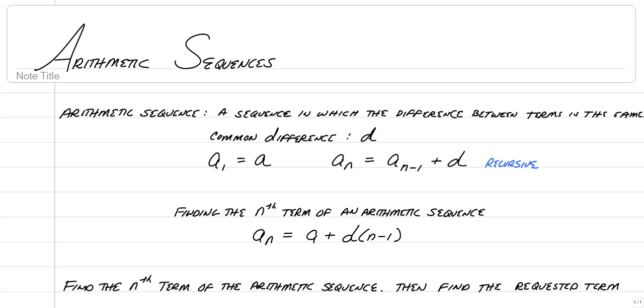But a lot of times what we're going to be doing is trying to find the nth term. So for any nth term, it would be your initial term plus the common difference times the number of terms minus 1. That's how we're going to find the nth term. This is the function we're going to use most.